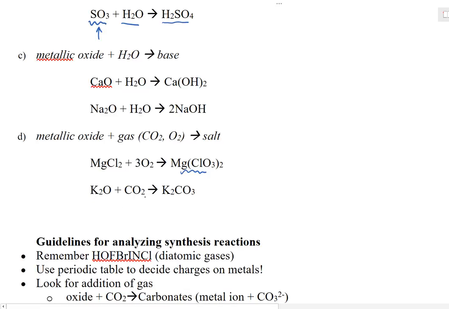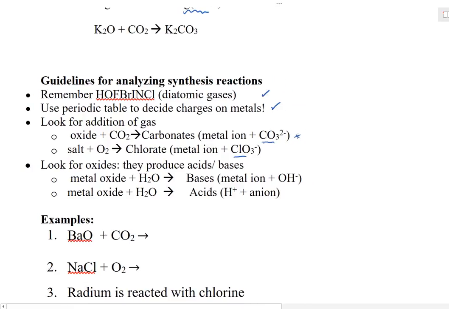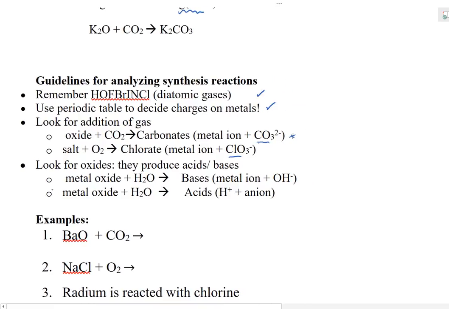So you have a metallic oxide with carbon dioxide, you're going to make the carbonate. These are the things summarized that you need to look for. We're always going to be looking for Hofbrinkel. We're always going to use the periodic table to figure out the charges on the metals so that we can properly write the formula of the ionic compound. And these are our little rules. If you have an oxide plus CO2, you're going to make a carbonate. If you have a salt plus oxygen, you're going to make a chlorate. If you have a metallic oxide plus water, you're going to make a base. And this should be non-metallic oxide with water, you're going to make an acid.